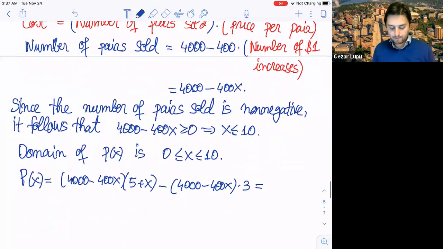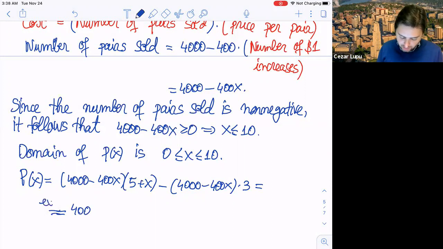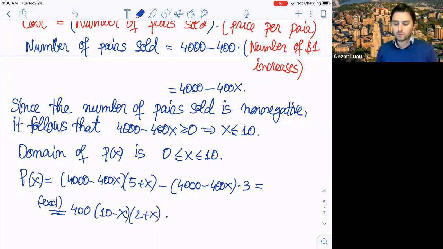Right, and now we know how this function looks. Now we're going to do some algebra, and then we'll try to maximize this function. And here is where the derivative will come into play. If we do all this algebra, I'm just going to copy directly the computations, which are an exercise for you. So this would be 400 times 10 minus x times 2 plus x. So that's my function, the profit function. Look at it. It looks so nice.